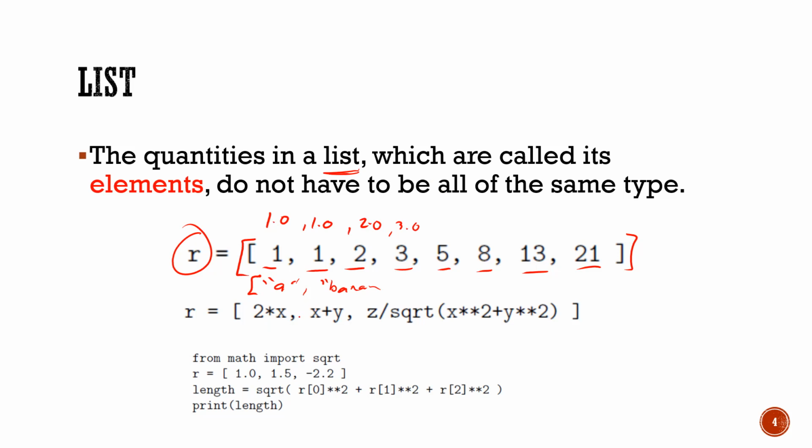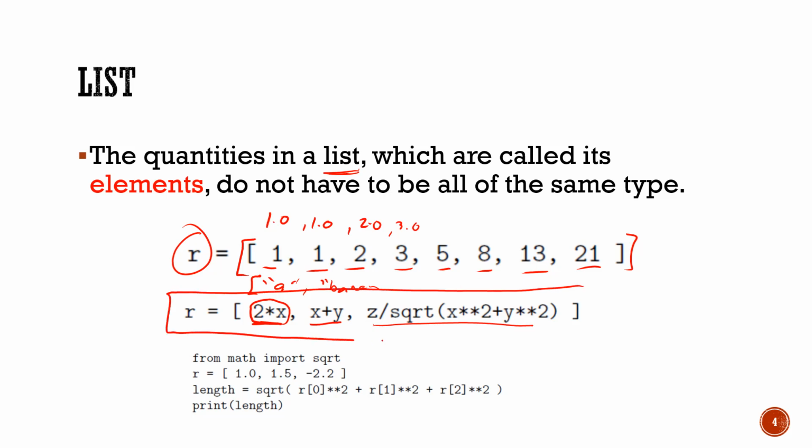You can also use arithmetic operations inside this list. So each element can be an arithmetic operation, like 2 times x. You have to declare x first. Then x plus y, z over the square root of x squared plus y squared. So you can do that. In this case, as you can see from this list, this is actually a position vector, which has a component of x, a component of y, and a component of z. So these are lists.